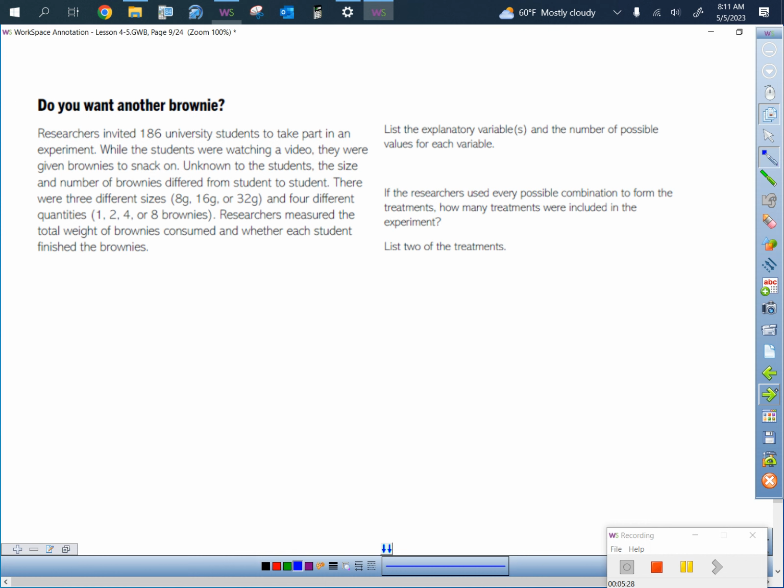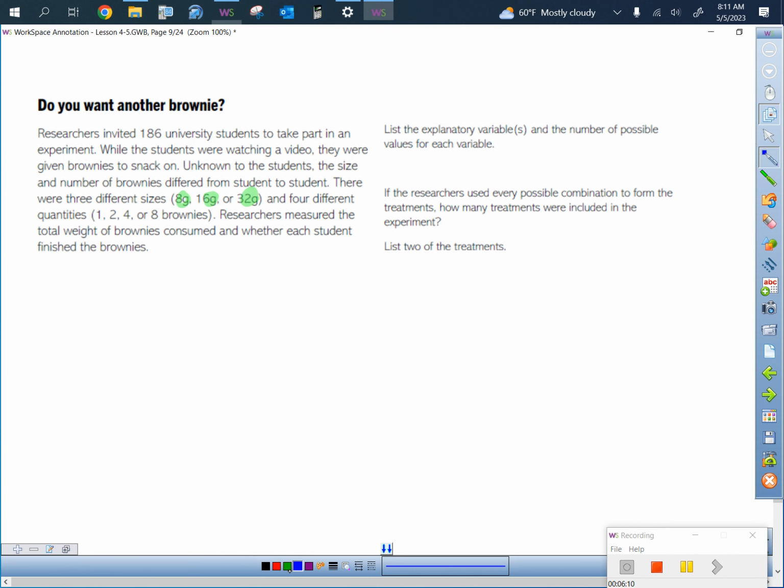Researchers invited 186 university students to take part in an experiment. While the students were watching a video, they were given brownies to snack on. So, all right, here you go, kids. Watch this video. Here's a brownie. Unknown to the students, the size and the number of brownies differed from student to student. There were 3 different sizes. Check that out. An 8-gram, a 16-gram, and a 32-gram. So, random brownie distribution right here.